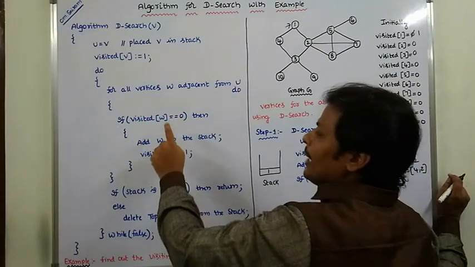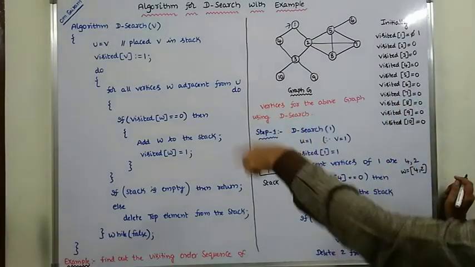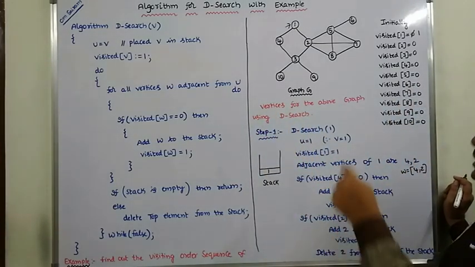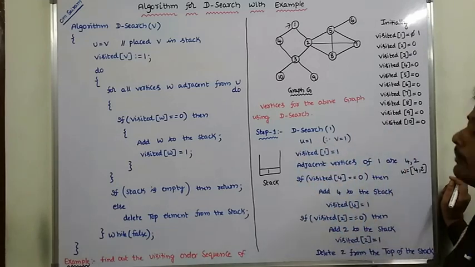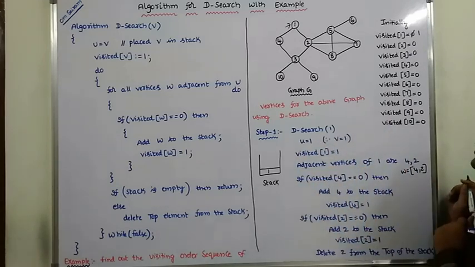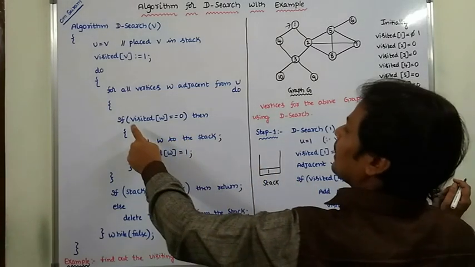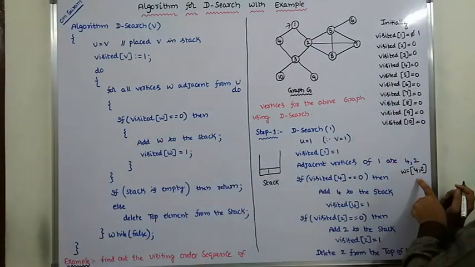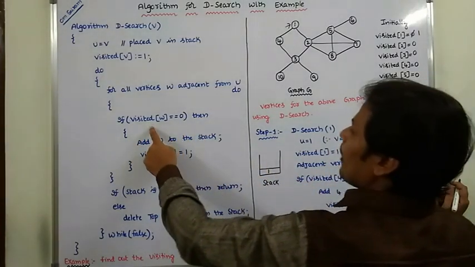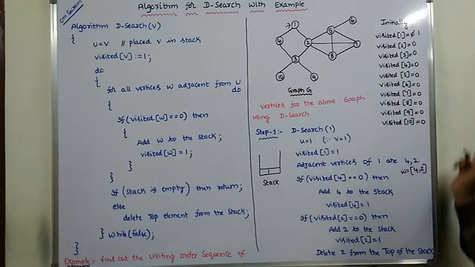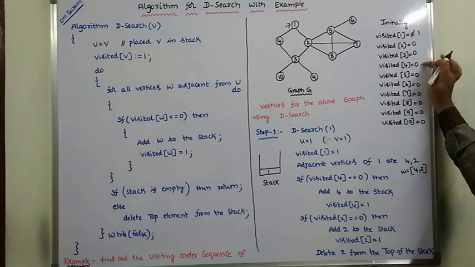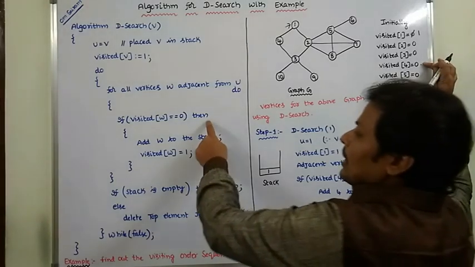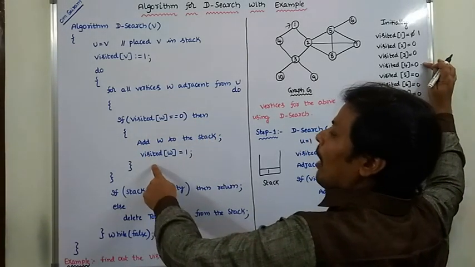Here W is equal to 4. One for loop iteration is going on. Then W is equal to 2, another for loop iteration. Now, first, if visited of W, that is visited of 4, is equal to 0. Yes, visited of 4 is equal to 0 here. So the condition is true, then go to the if block.